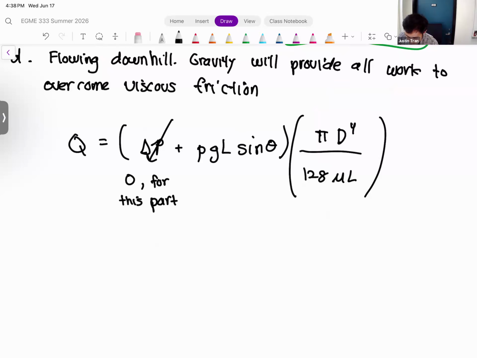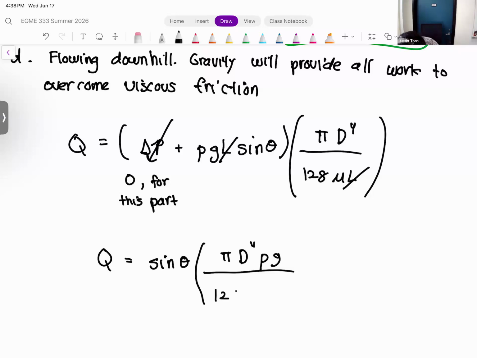So first thing we see is that both of these terms have an L in them, so that is going to cancel out, which is an interesting result, which tells us that the result we obtained here is independent of the length. No matter how long our pipe is, it's not going to affect the incline that we are going to solve for. And so we get Q is equal to sine theta times pi d to the fourth times rho times g divided by 128 times the viscosity. I just rearranged the terms a little bit to make things easier for us to isolate things.